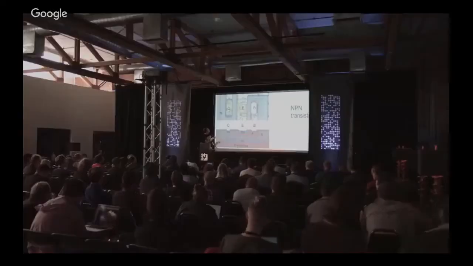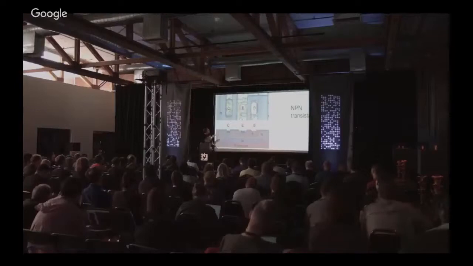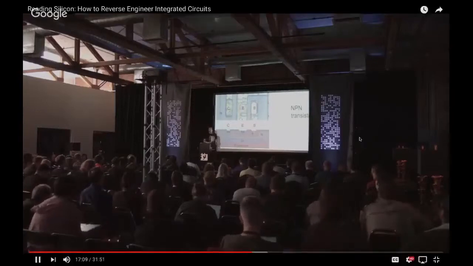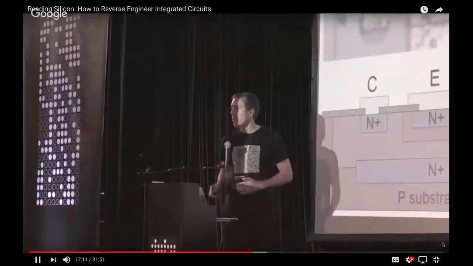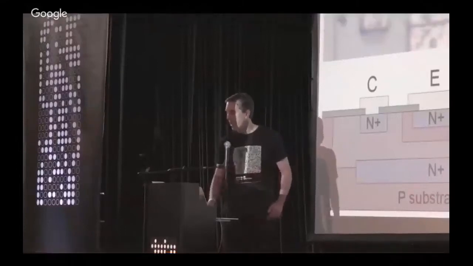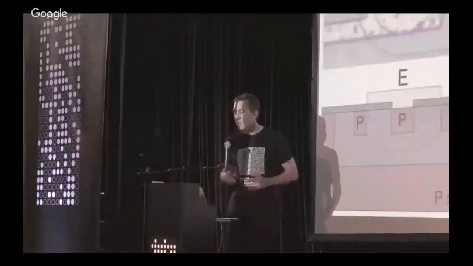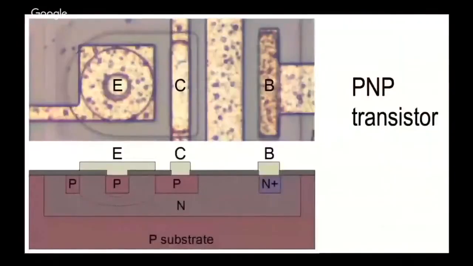The base, you can see this faint outline here of the P layer, and then the collector is off to the side somewhere. Now you might think that for a PNP transistor, you just switch everything around, but it turns out they have a totally different structure. It's more of a circle structure. Here you can see the P, the N, the P.